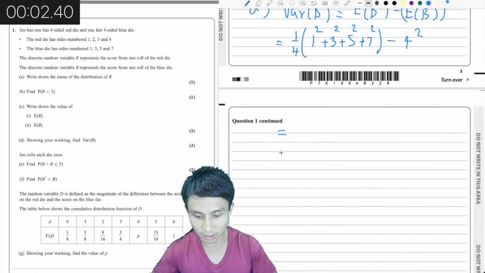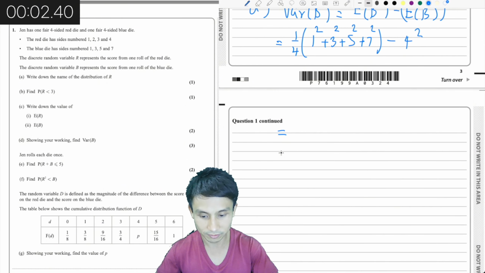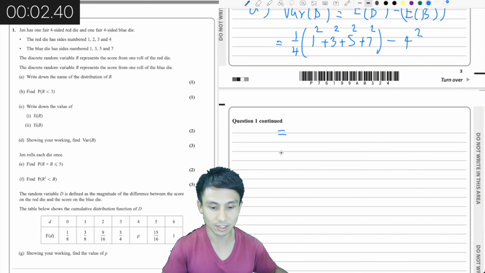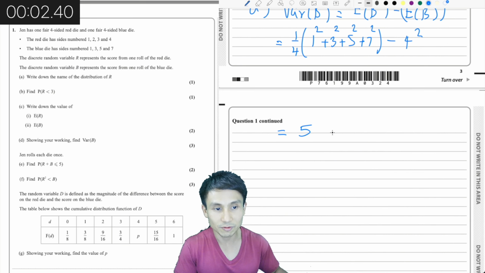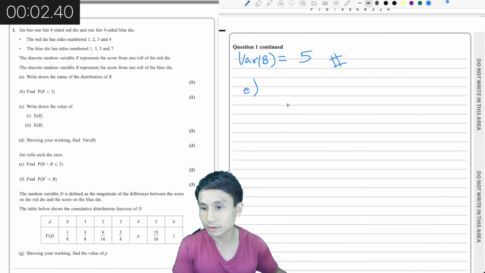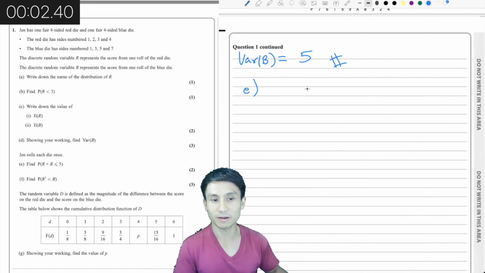Okay, so I'm going to use a calculator here. So a quarter times 1 squared plus 9 plus 25 plus 49. That's the first term, minus 16, the second term. So I got 5 here. So that's Var(B) being 5. E. Jen rolls each die once. Find probability that R plus B less than 5.